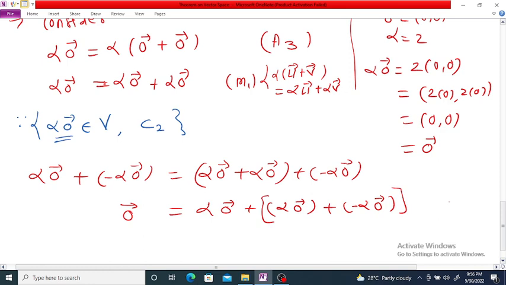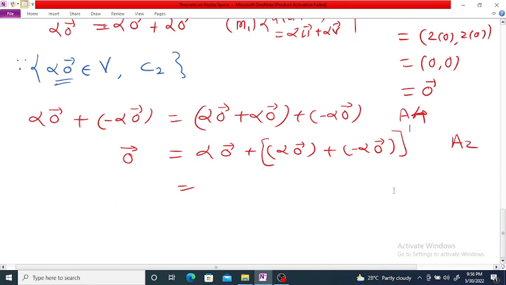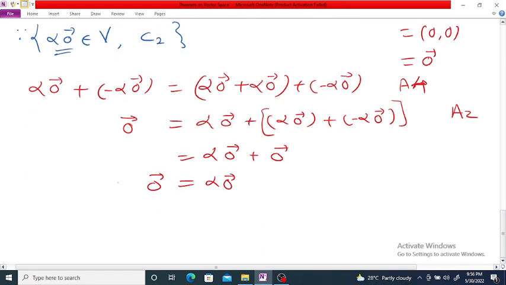Here we use the associative property, that is A2. And here we add the additive inverse, A4. But again, what is the value here? Alpha 0 bar is equal to 0 bar, and 0 bar plus u bar is again u bar, so this is alpha 0 bar, and hence we can write alpha 0 bar is equal to 0 bar.